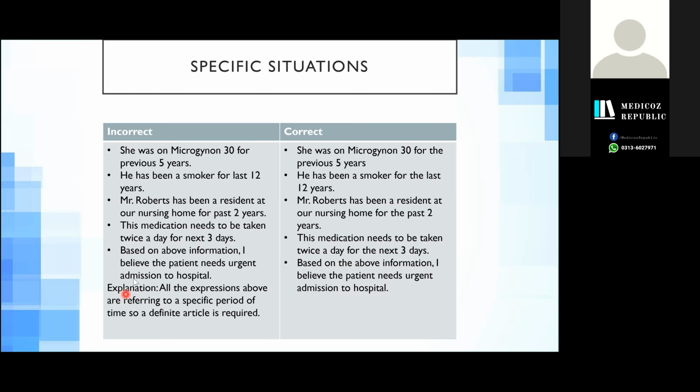So the explanation says all the expressions above are referring to a specific period of time, so a definite article is required. We are talking about a specific period of their lives, the specific time they spent either at the nursing home or on the medication they took for the last 3 years. So we use the definite article. The is the definite article.